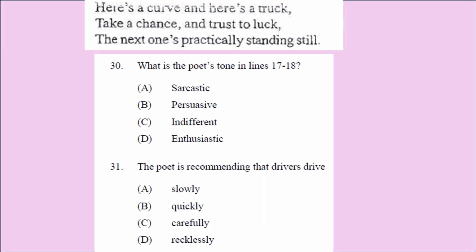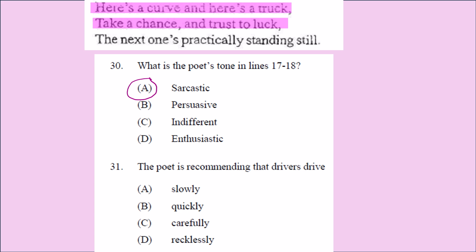Question 30. What is the poet's tone in lines 17 and 18? Is it sarcastic, persuasive, indifferent, or enthusiastic? Let's see. Here's a curve and here's a truck. Take a chance and trust to luck. He's talking to the drivers, and there's definitely quite a lot of sarcasm in that. So we'll go for A, sarcastic.